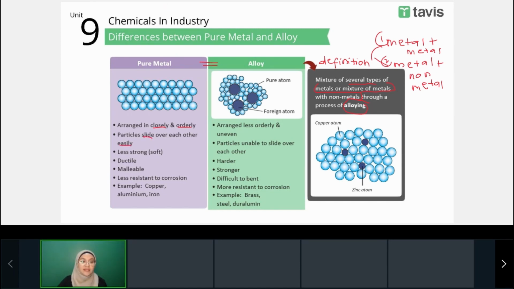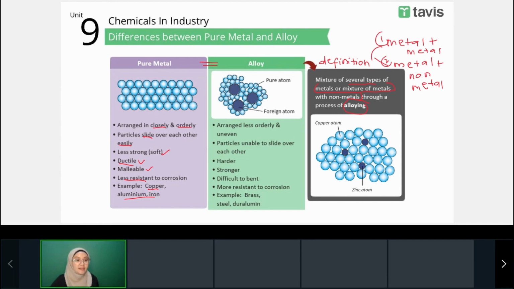If the structure of the particles is easy to slide with each other, that makes pure metal a little bit soft, ductile, malleable. Ductile, you can extend. Malleable, you can shape them. And it is less resistant toward corrosion. It is prone to rusting. So the examples are copper, aluminium, iron.